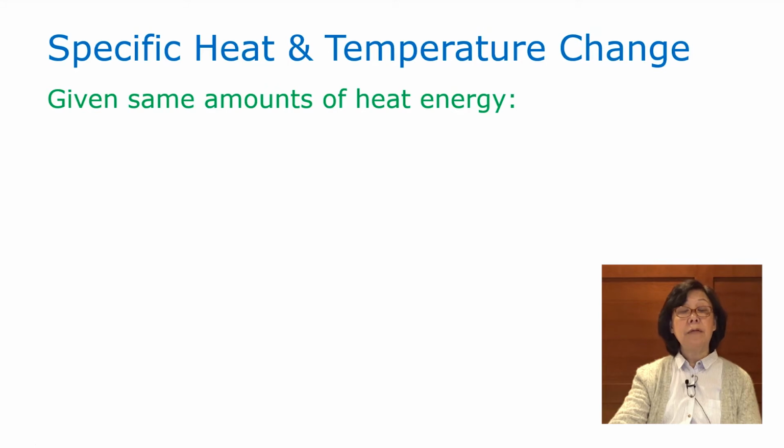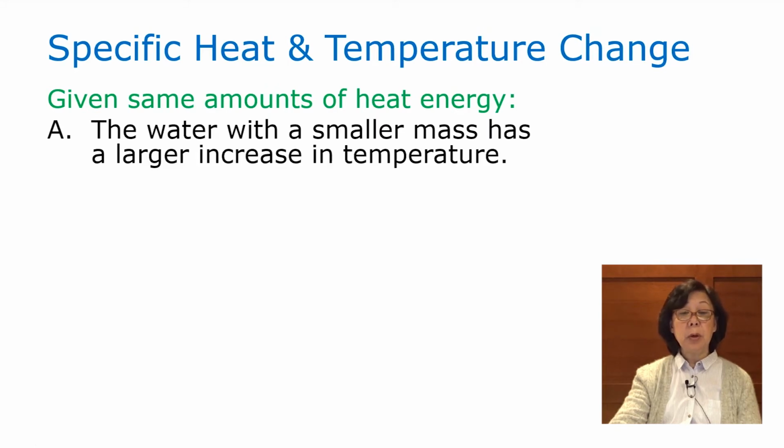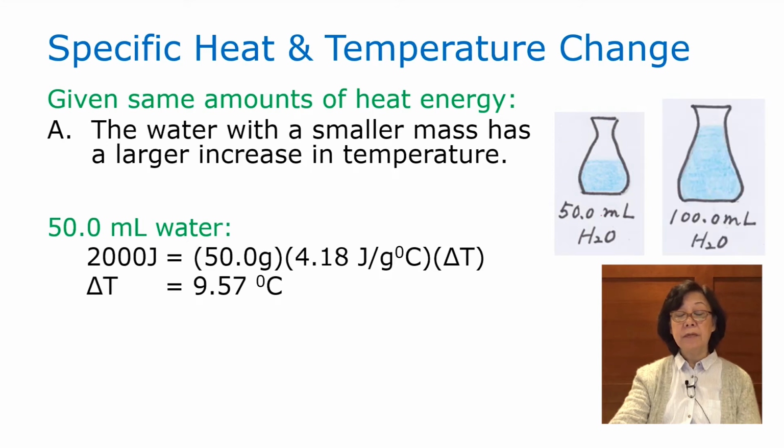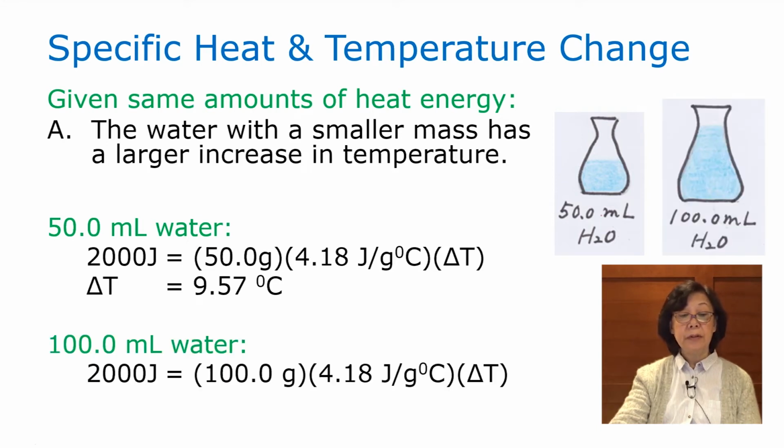Given the same amount of heat energy, if we have two water samples, the one with the smaller mass will have a larger increase in temperature. Let's say we have 50 milliliters of water given 2,000 joules of heat; the ΔT is calculated as 9.57 degrees C. Now, given 100 milliliters of water and the same 2,000 joules, the ΔT is calculated as 4.79 degrees C. Therefore, we conclude the sample with a smaller mass of water has a higher increase in temperature for the same amount of heat energy.